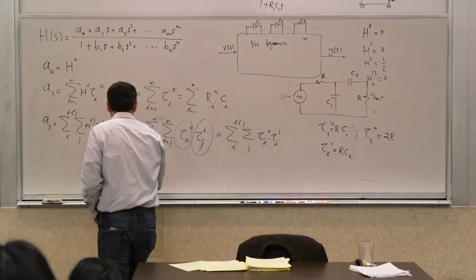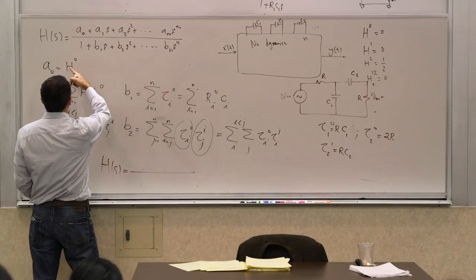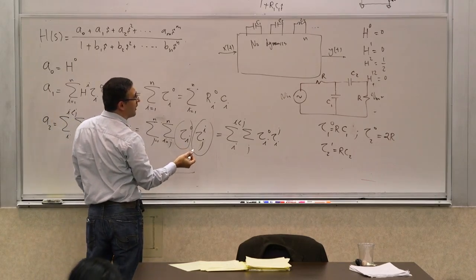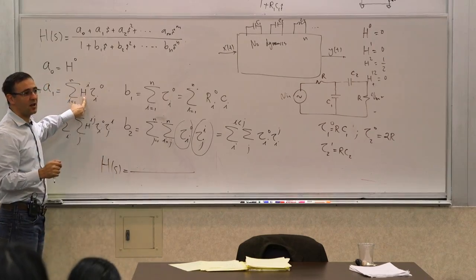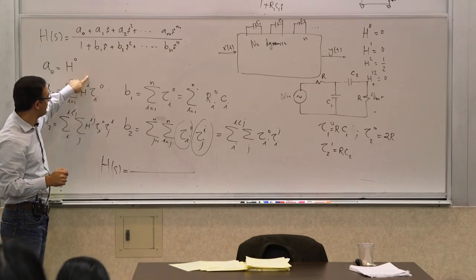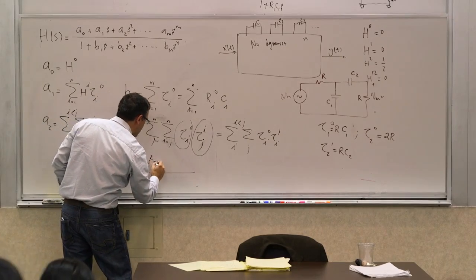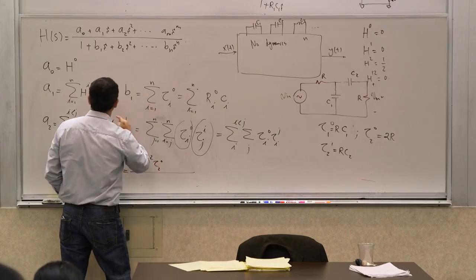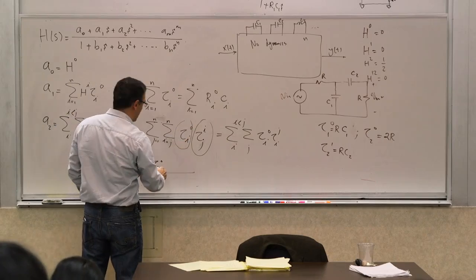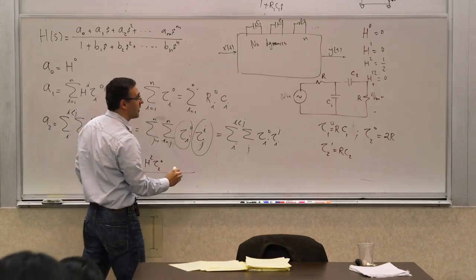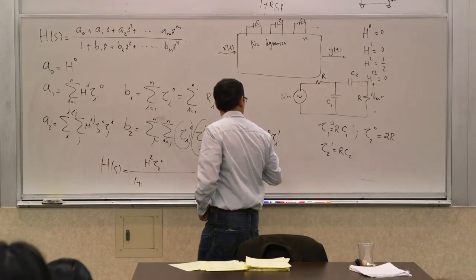So you can write the transfer function H of s as A0, which we know is 0 because H0 is 0, so that doesn't matter. The first term is A1. In fact, the only term in the numerator is A1, which is this. Now, the only term that's non-zero in this sum is the H2 term, so I write it as H2 tau 2,0. That's what the only remaining term there would be. And in the denominator, I have 1 plus B1, which is the sum of the zero valued time constants. This plus that. Oh, this should be C2.